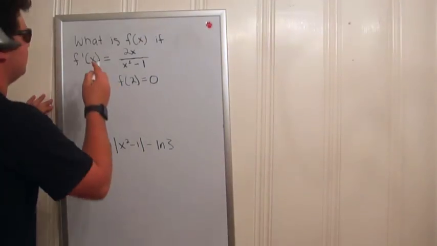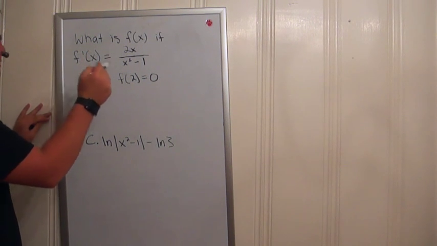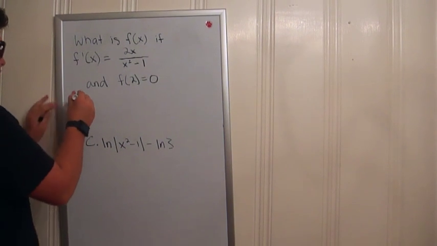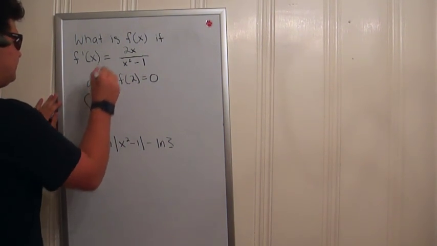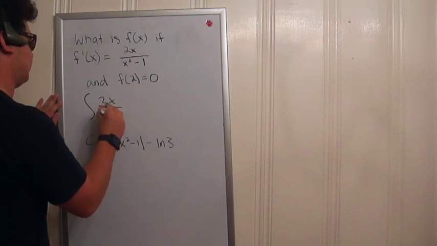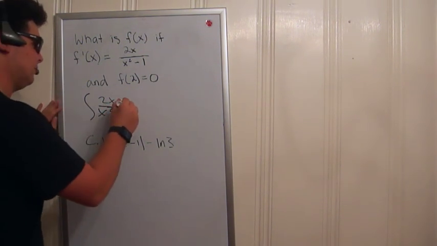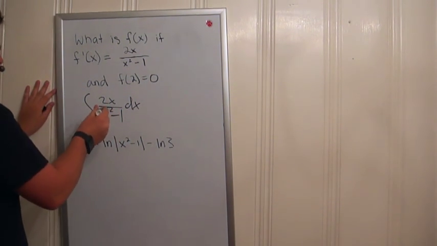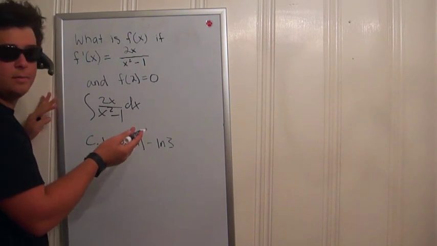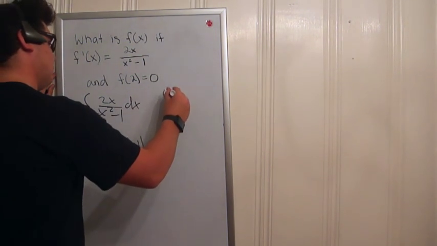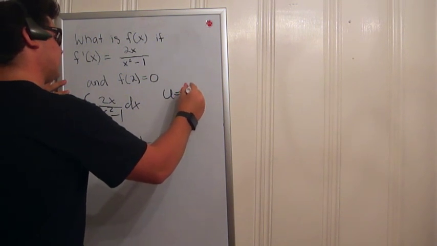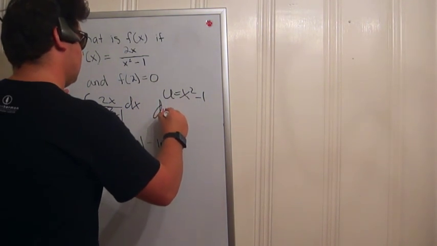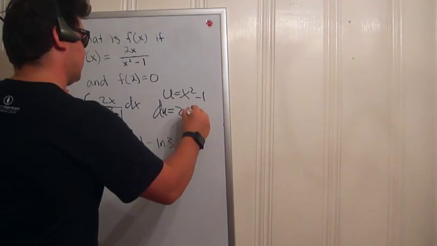We were starting here with f prime of x equals 2x over x squared minus 1. We're trying to find f of x, which means we need to find the antiderivative of it. So we're going to start off by writing the integral of 2x over x squared minus 1 dx. Never forget your dx. Here I see a u-sub possible. So u equals x squared minus 1, which means du is going to equal 2x dx.